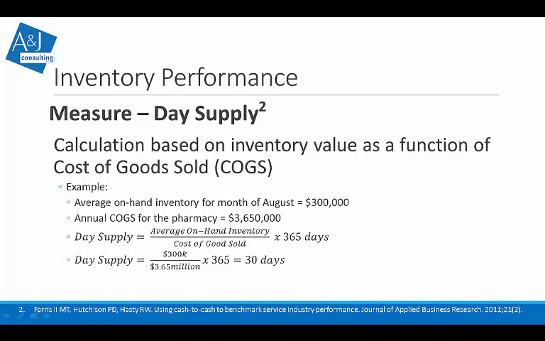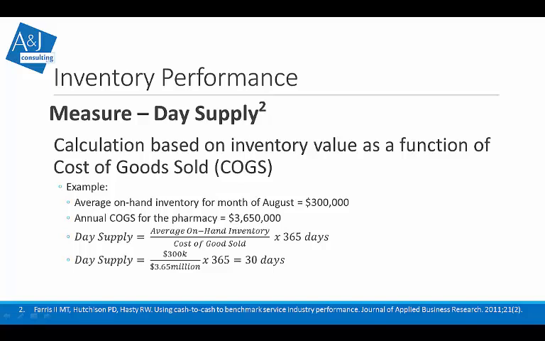What about day supply? We hear day supply used a lot in pharmacy. It's essentially a calculation based on your inventory value, but as a function of cost of goods sold. So you'll take your average on-hand inventory. Let's say your average on hand for the month of August was $300,000, and that your annual cost of goods sold for the pharmacy was $3.65 million.